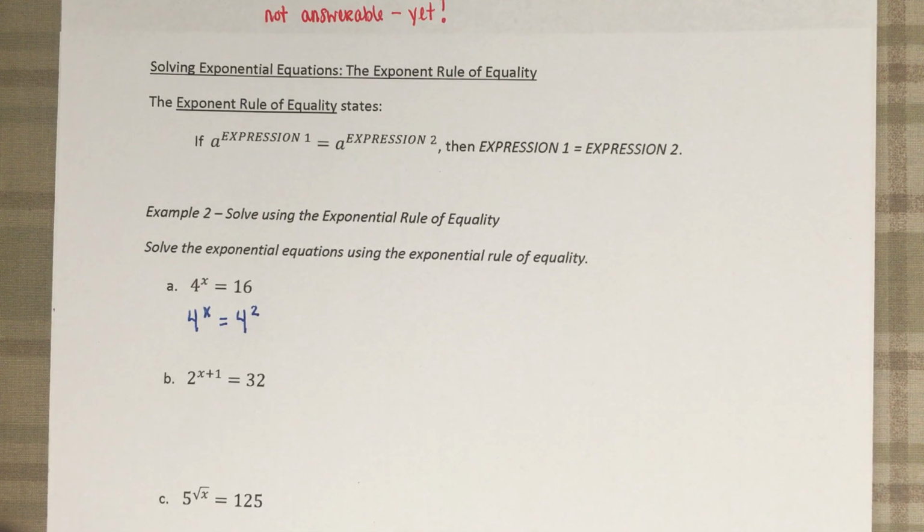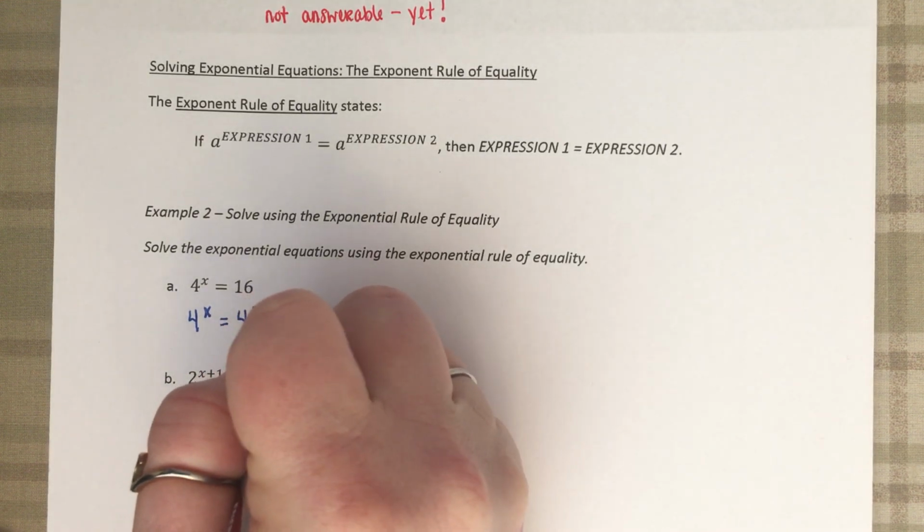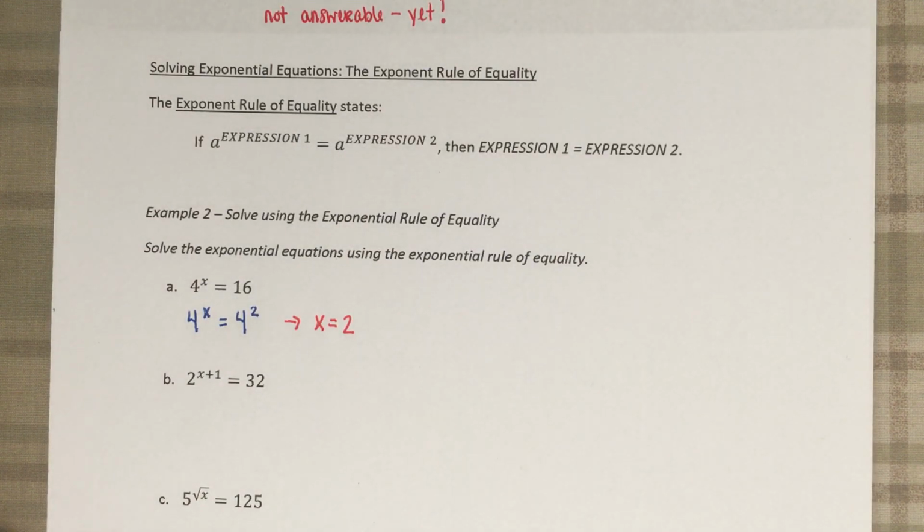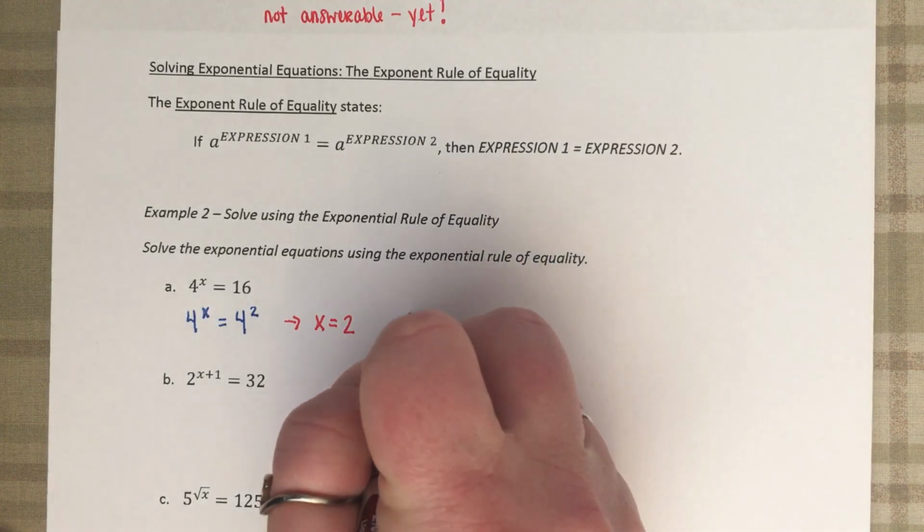Now if we look at these, what our exponent rule of equality says is basically if these two bases are the same, which these are both 4s, we can basically just cancel them out. What we're going to focus on is just their exponents, which then have to be equal. So that's going to tell us that x has to be equal to 2. This is the same thing that we used up in example 1b when we solved 3 to the x equals 9. If we have a number that's a perfect square, our exponent that's missing is going to be a 2.